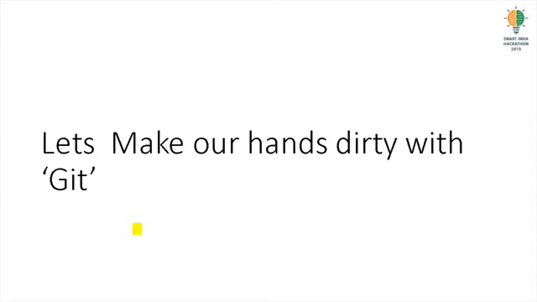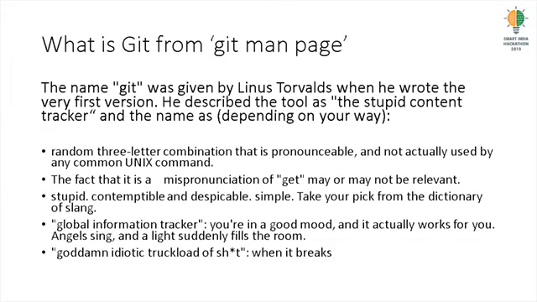So let's start with, everybody has heard of Git, but why the name Git? What does it mean? So this is what the Git man page says about the name Git. The name Git was given by Linus Torvalds when he wrote the first version of this version control system. He described this Git tool as a stupid content tracker. And the name, depending on how you look at it, can represent various things.